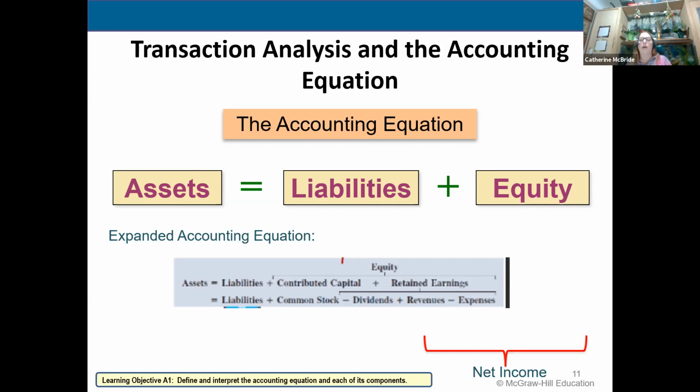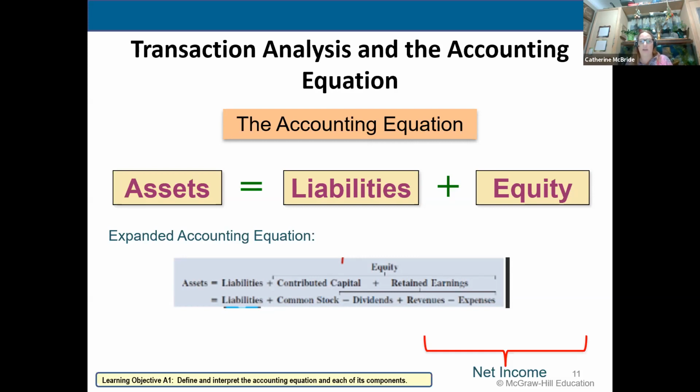Now, under retained earnings, we have three elements that affect retained earnings. Dividends decrease retained earnings. So dividends are if we give money back to the shareholders out of the company, or if we give money back to the owner out of the company, that's a dividend. Dividends decrease retained earnings.